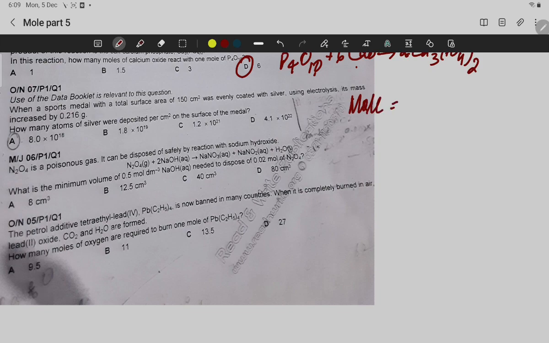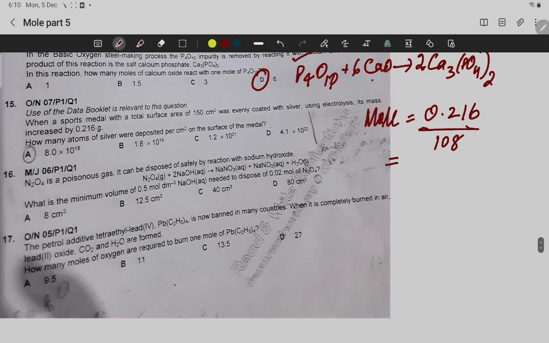Mole is equal to 0.216 of silver divided by 108, the Ar of silver. Let's calculate: 0.216 divided by 108 is equal to 2 × 10^-3.